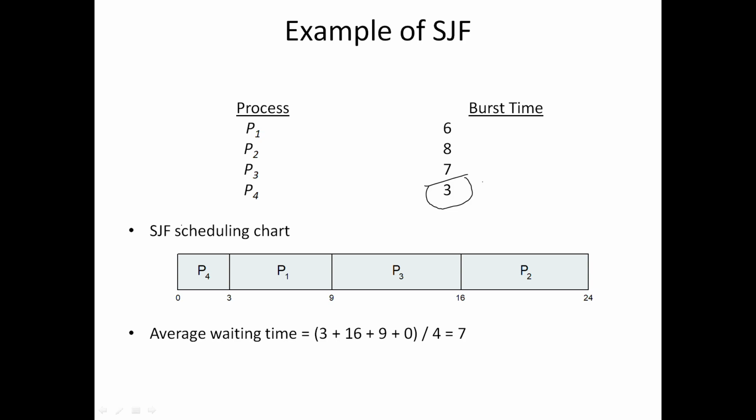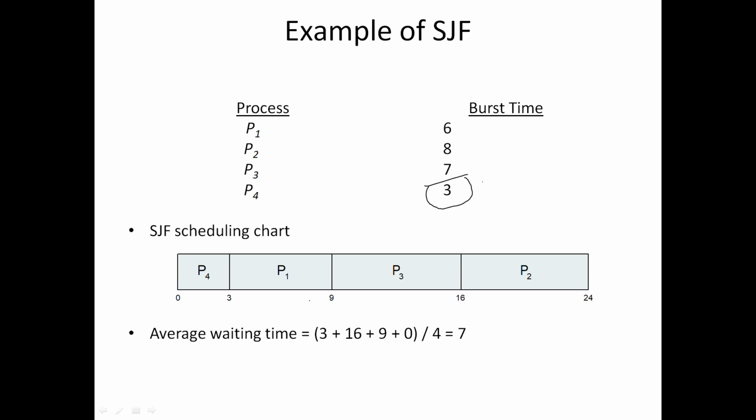So next shortest burst time is P1. Next to P4 is P1. It is having the burst time of only 6 milliseconds. So P1 is executing from 4 to 9. So next shortest burst time is P3. So again P3 will be executing from 10 to 16. Then the final process is P2 because it is having the large burst time. So it is 8. So 17 to 24 P2 is executing.